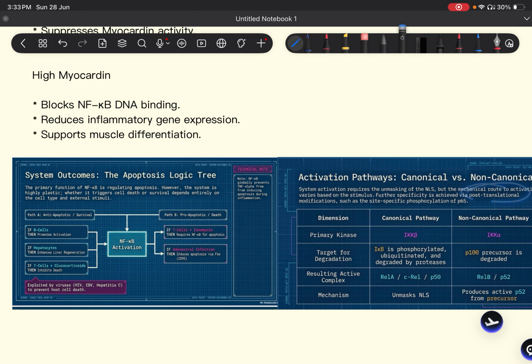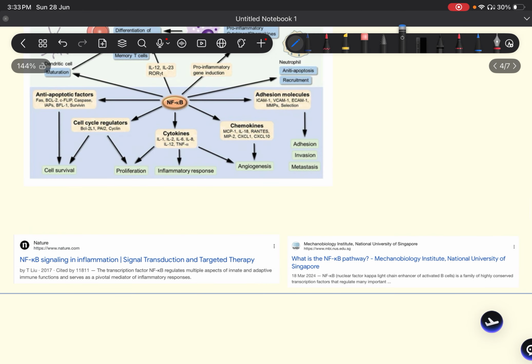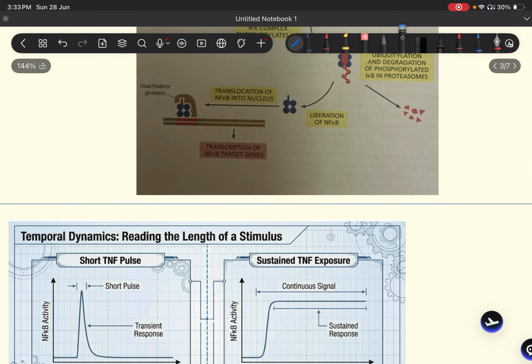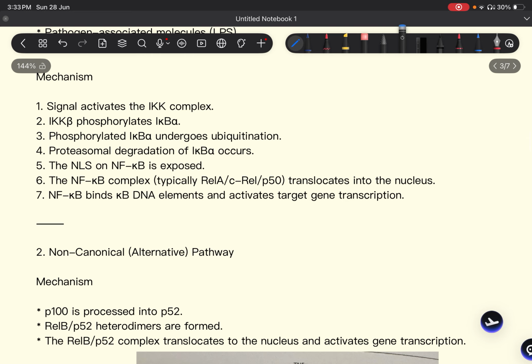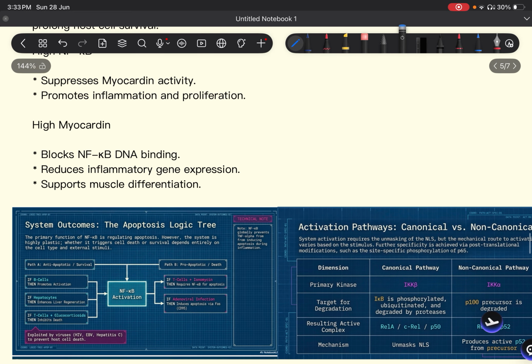Another is post-translational modification and site-specific phosphorylation. So basically, they phosphorylate at serine residues in general in the NLS in NF-kappa B based signaling pathways, right? I hope nothing is left as such.